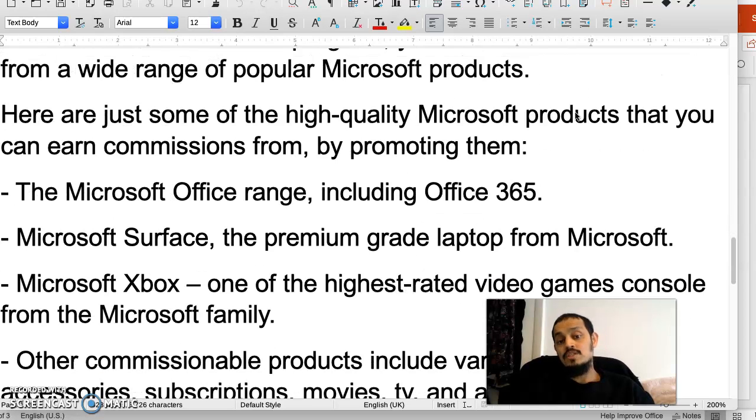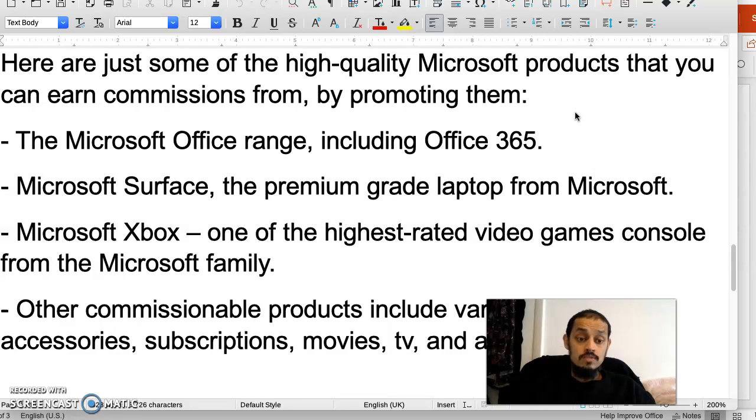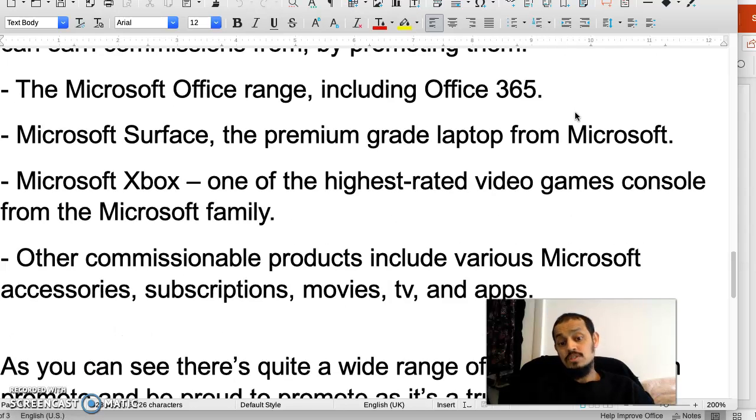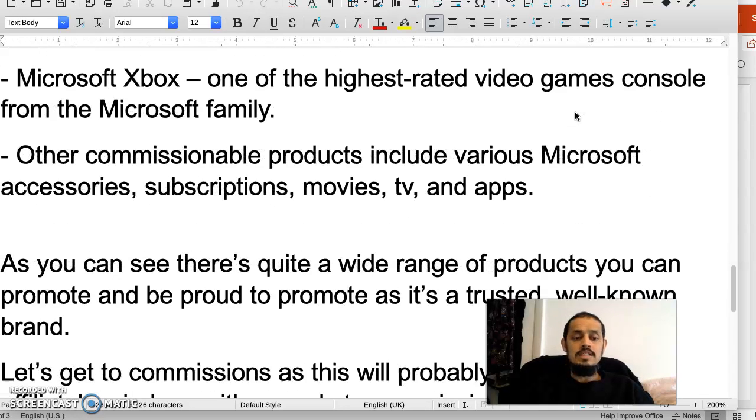Okay, so the Microsoft Office range, including Office 365 and various Office standalone products, and Microsoft Surface, the premium grade laptop range from Microsoft. I think they have a few different versions, and so you can get commissions from promoting the Microsoft laptops. Microsoft Xbox, the highest rated video game console from the Microsoft family, including the Microsoft games as well. You can earn commission from the Microsoft video games. Other commission products include various Microsoft accessories, subscriptions, apps, and movies and TV and stuff like that. So as you can see, there's quite a wide range of products that you can promote and be proud to promote, as it's a trusted, well-known brand.